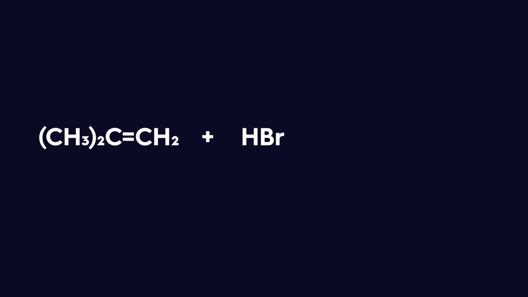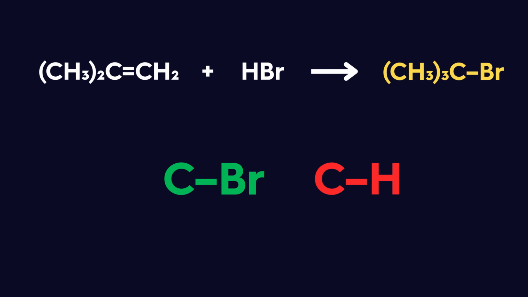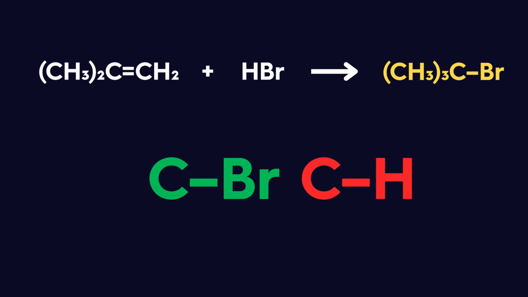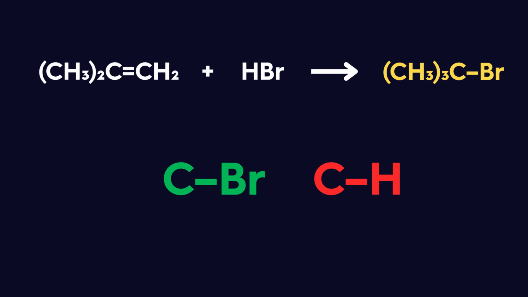Let's put it together. Adding hydrogen bromide across 2-methylpropene gives tert-butyl bromide. Protonation forms the tertiary carbocation, then bromide ion finishes the addition. Let's look at what happens when the nucleophile swaps.